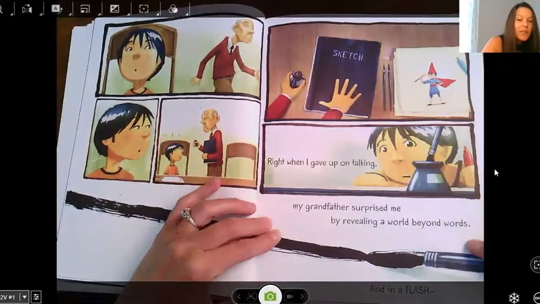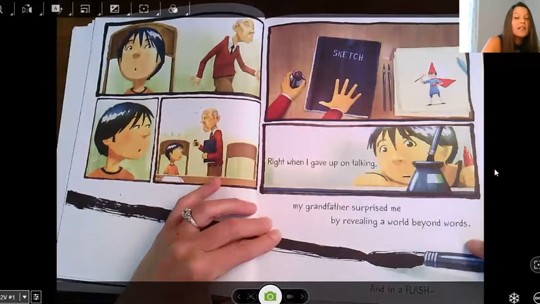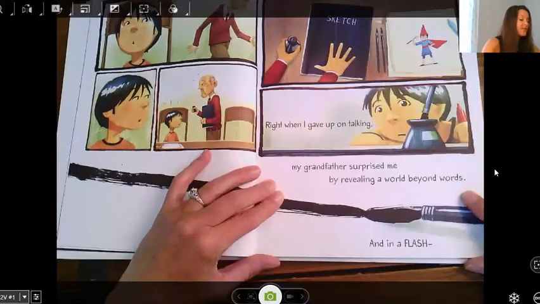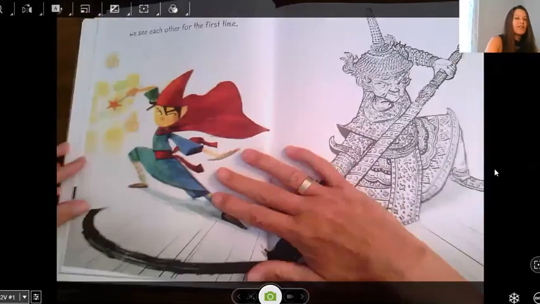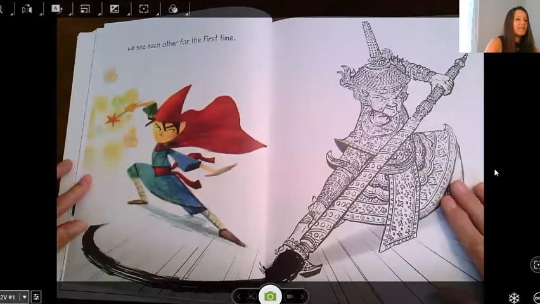My grandfather surprised me by revealing a world beyond words. In a flash, we see each other for the first time.